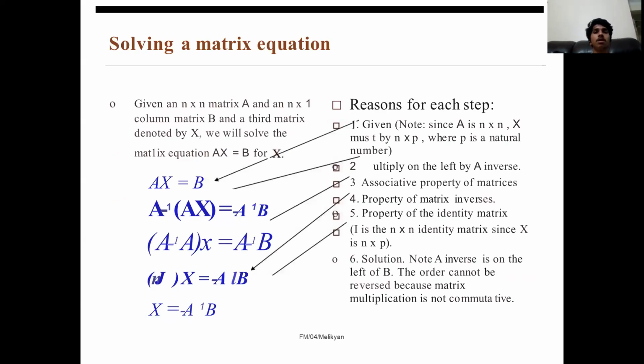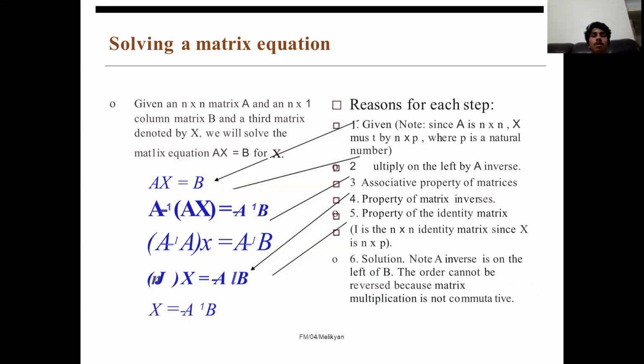Solving a matrix equation. Given an n by n matrix A and an n by 1 column matrix B, and a third matrix denoted by X, solve the matrix equation AX = B for X. A inverse times AX = A inverse B. A inverse A times X = A inverse B. IX = A inverse B. X = A inverse B.